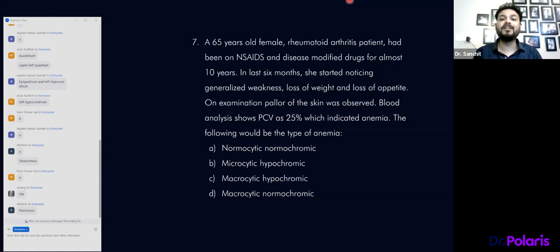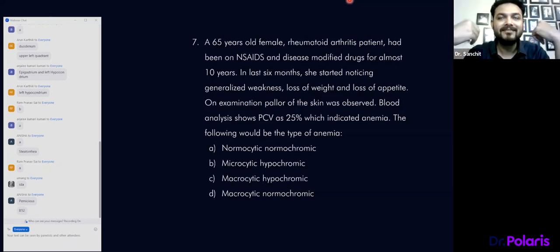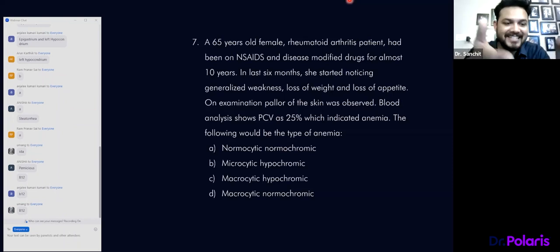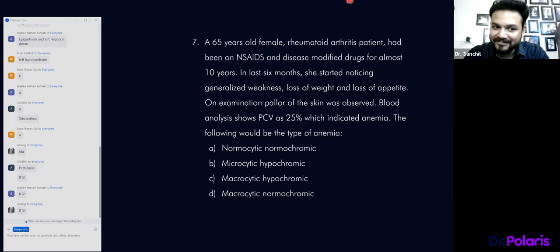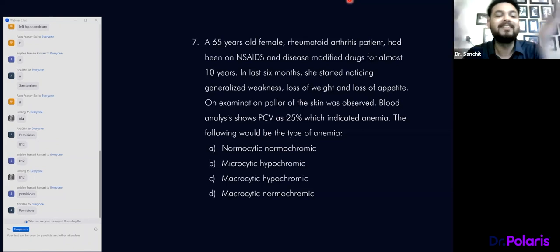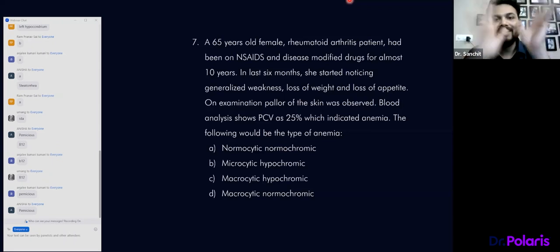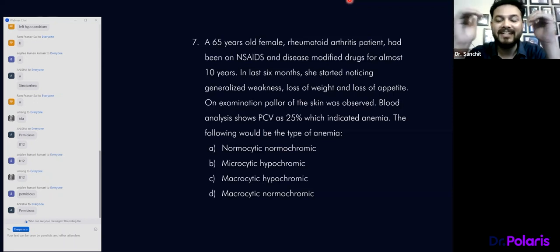Intrinsic factor is required for the absorption of which vitamin? Yes, Anjali, it's B12. So if B12 is less, it will lead to which anemia? Megaloblastic anemia, not pernicious. I'll tell you the story of pernicious when it comes, but this will lead to megaloblastic anemia. Vitamin B12 deficiency leads to megaloblastic anemia.